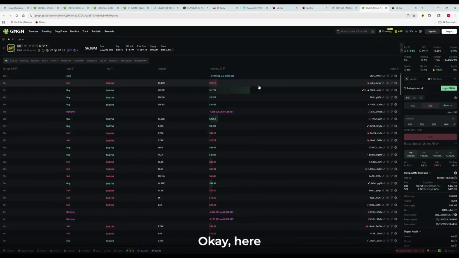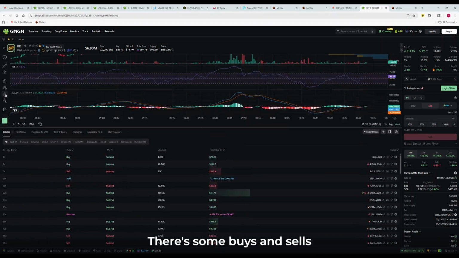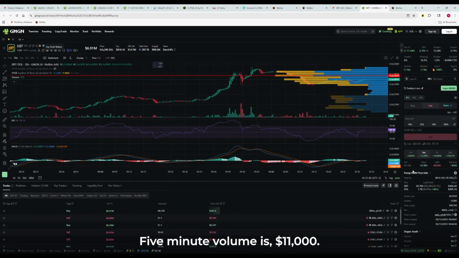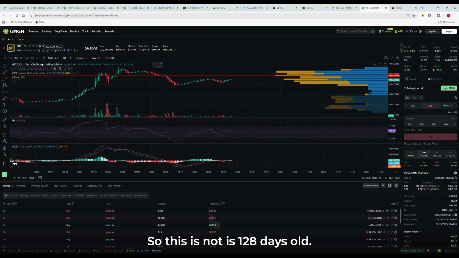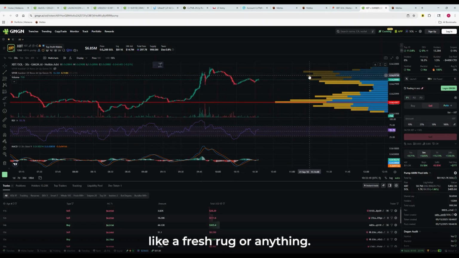Let's look at the chart. Okay, here I can see that someone just added liquidity. There's some buys and sells going on. 5-minute volume is $11,000. This is a $6.8 million market cap. It's 128 days old, so this is not exactly like a fresh rug or anything. So this is maybe not the one that I want.